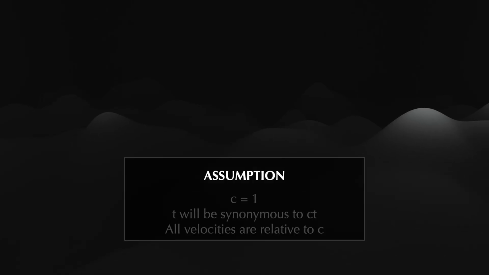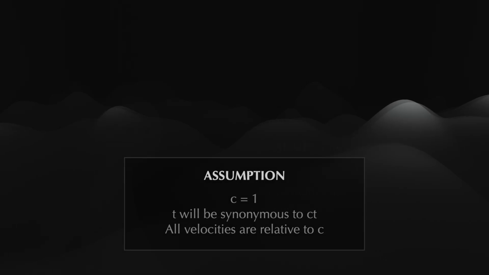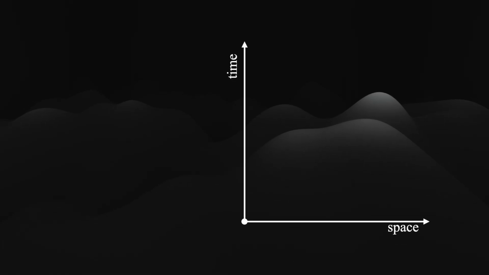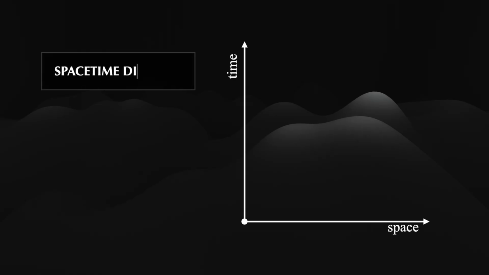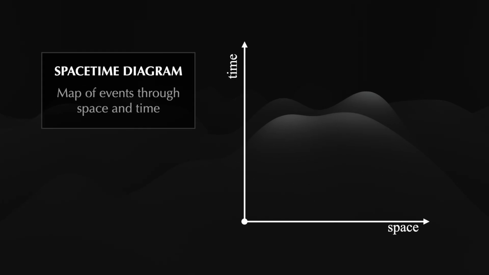This is a space-time diagram, and to understand it, let's get into the details. Let's start with a single point in space. We'll call this event A. This point can experience time as it moves forward, and it can also move through space. This is what we call a space-time diagram, a map of every event through space and time laid out in one picture.